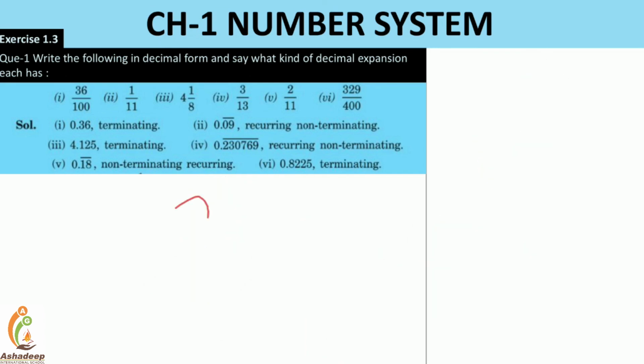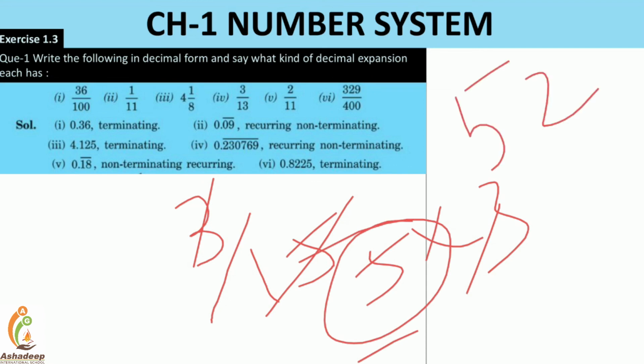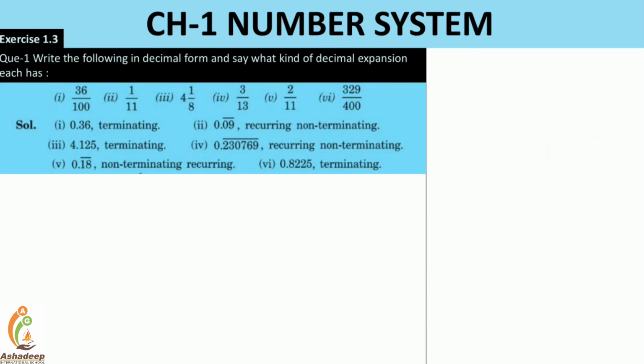One more example, 3 upon 15. See, it's 5 into 3, 3 cut. In the denominator there is a 5 only. It must be only 5, only 2, or a combination of 5 and 2, and only then the number becomes a terminating term. Here I got only 5, that is why the term is terminating. So these are some examples from which you can clear your concept, right?